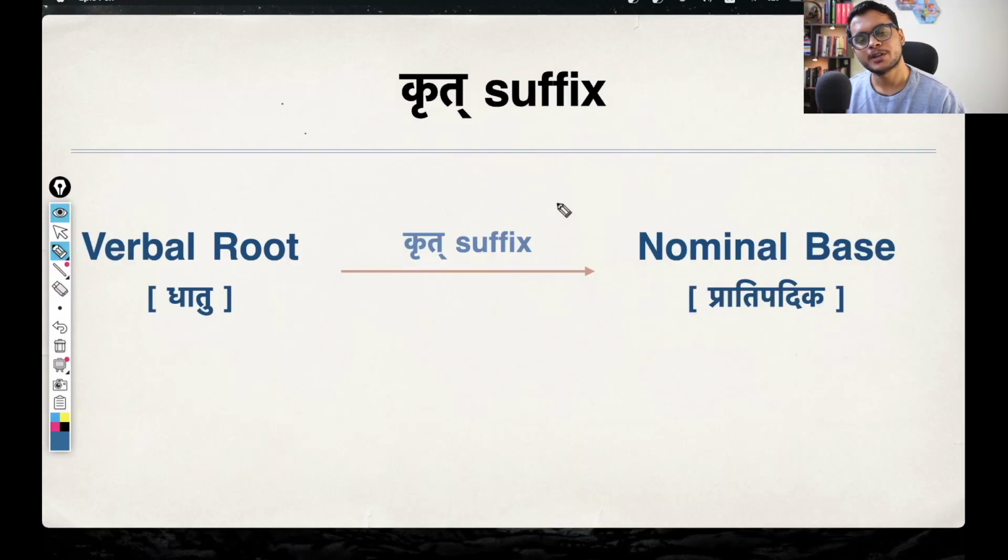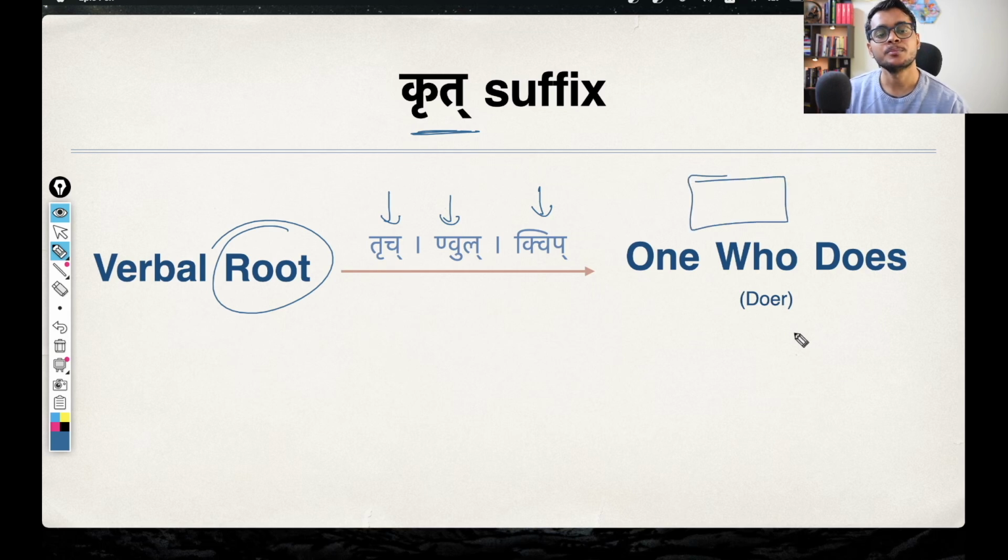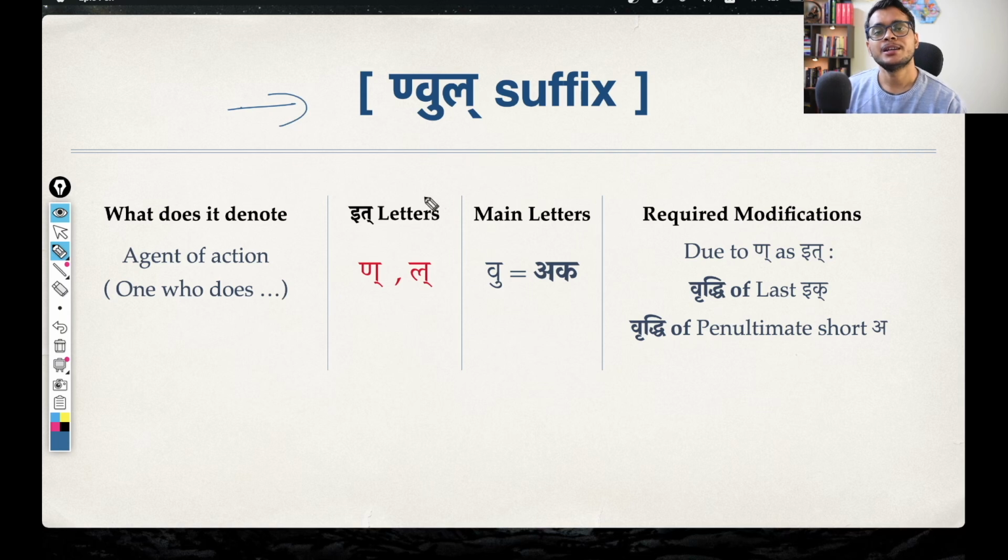Okay, so I hope everybody is coming from that last video. So we already know what krit suffixes are. Suffixes that modify a dhatu into a new pratipadika. We already know this. And then under these krit suffixes also, we have these three suffixes, trich, nuvul and quip, that do exactly the same kind of thing, that they change a root, a dhatu, into a new pratipadika that conveys the meaning one who does, the doer of the action. And now in this video, we are finally covering the next two.